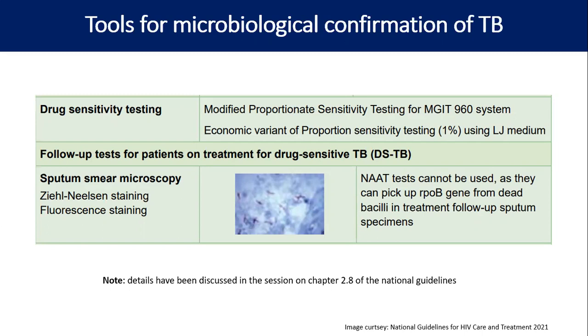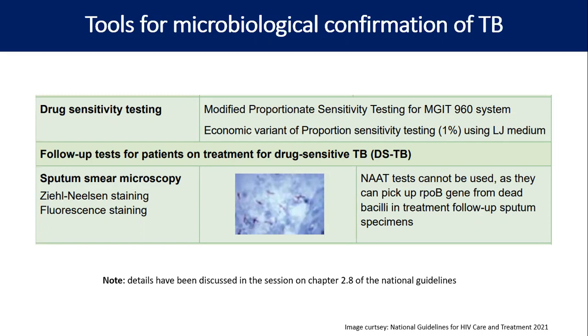So the meaning is that during diagnosis, we depend mostly on CBNAAT because it is more specific and its sensitivity is very high. But in follow-up, to see how the patient is responding to treatment, we should go for sputum smear microscopy instead of CBNAAT, because CBNAAT will pick up the dead, dying bacteria and it can give a false positive report, while sputum smear microscopy will give the correct report.